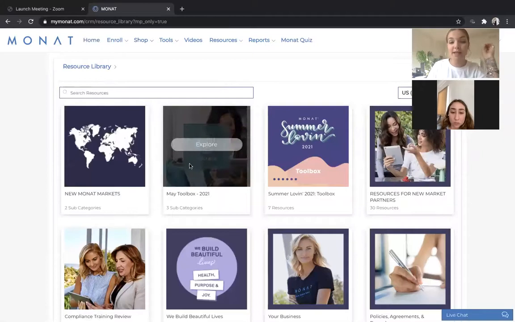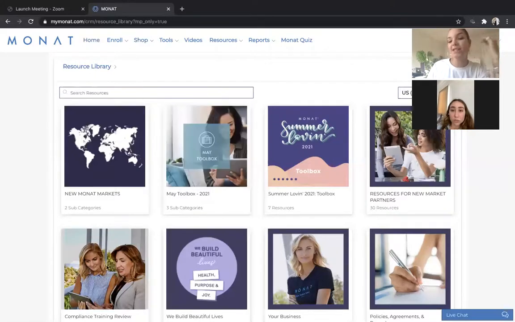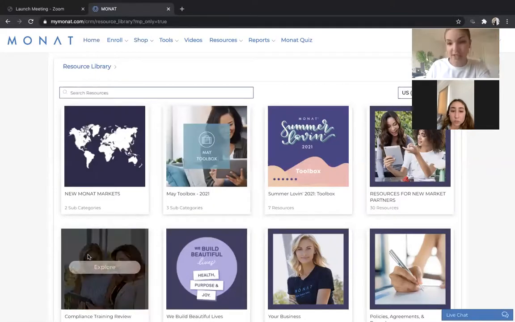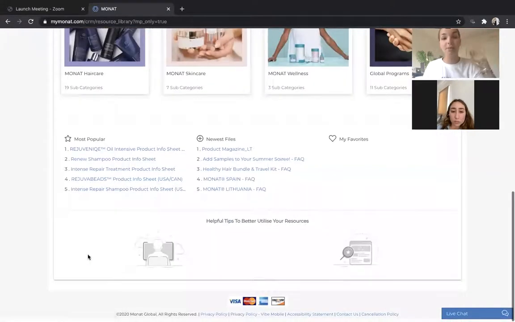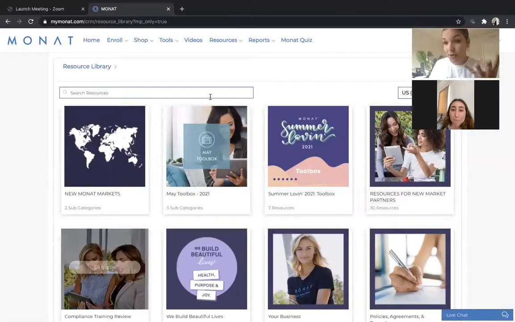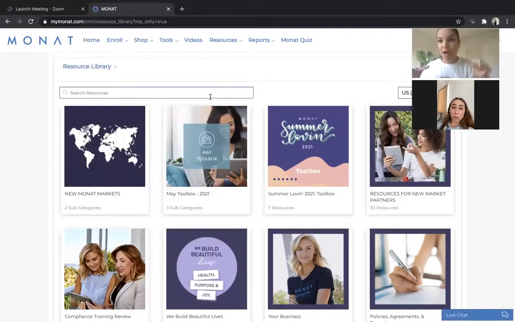You get a toolbox every single month, which is really dope. It's a full PDF breakdown of everything you need to know about the month. And there's access to a bunch of other trainings. Anything you have a question on is going to be in here, plus all of your product knowledge: the type of ingredients, how they should be used, who should be using them, their benefits. You're going to find that all here.